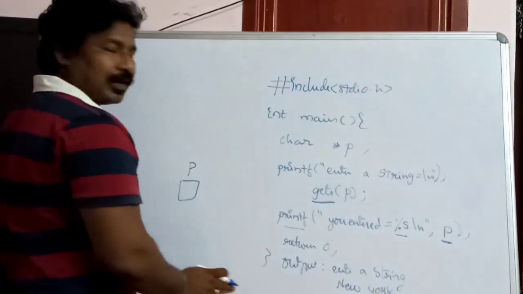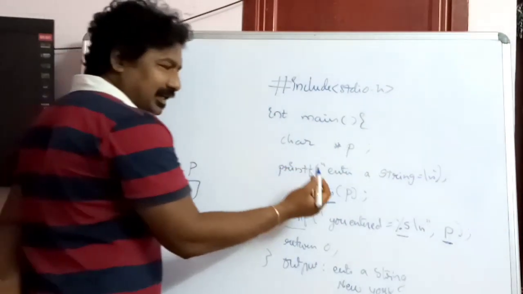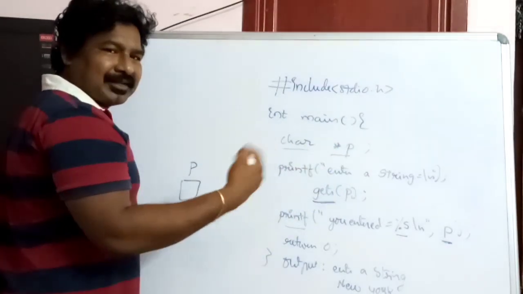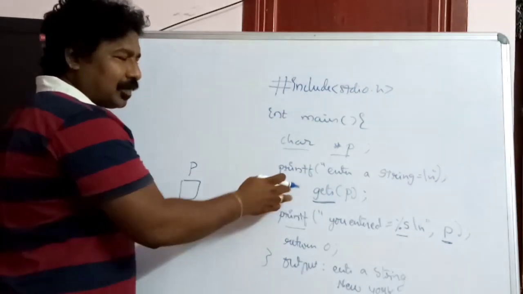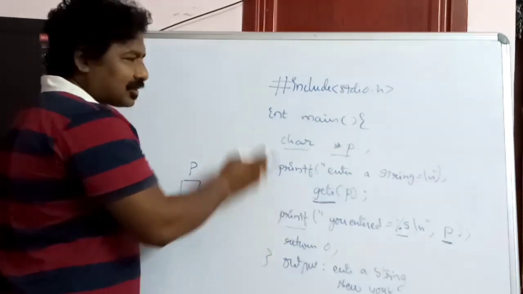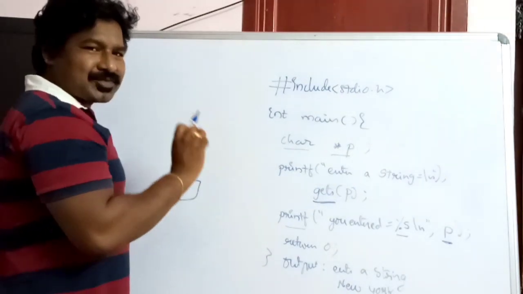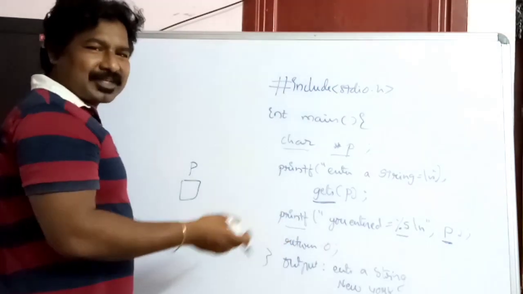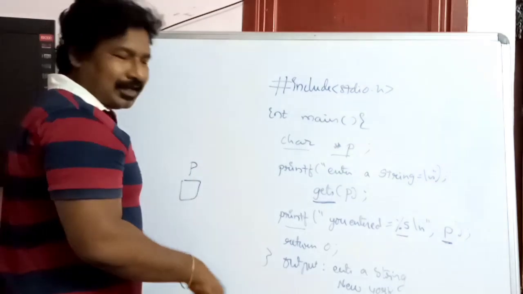You entered New York. Okay friends, so this is a small program where you have created a string by using a character pointer, and you are reading that string by using a gets function, then you are displaying it on the screen. Okay, so this is the first sample program where you can create strings with character pointers. Okay, I'll go to the next concept, that is how a function can return a string to the calling function.